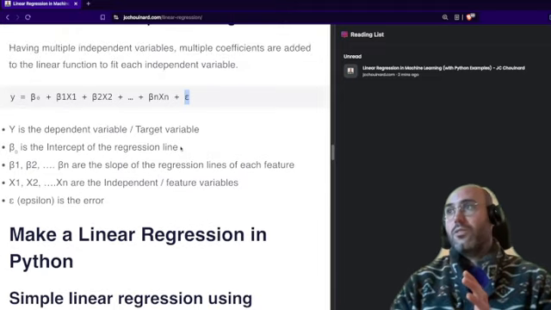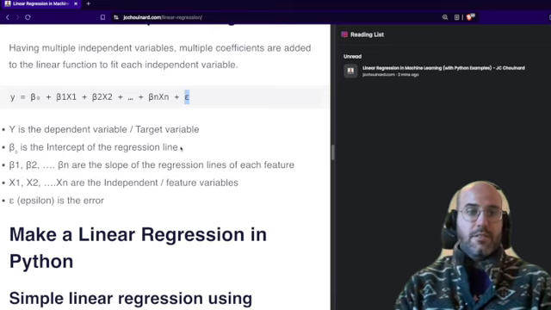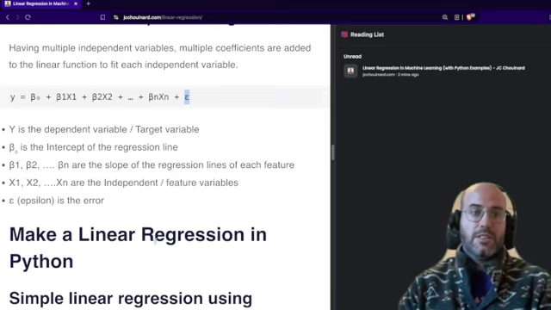So in the next tutorial, now that we've covered those basics of what linear regression is, we will look at how to make a linear regression in Python.